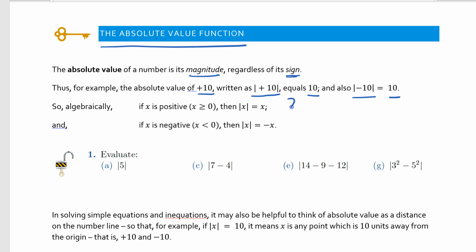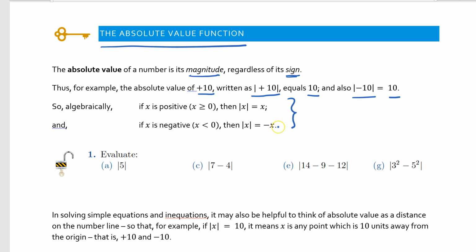So this is the algebraic definition of that process. If x is positive, in other words x is greater than or equal to 0, then the absolute value of x is just equal to x. If x is negative, in other words x less than 0, then the absolute value of x is negative x.